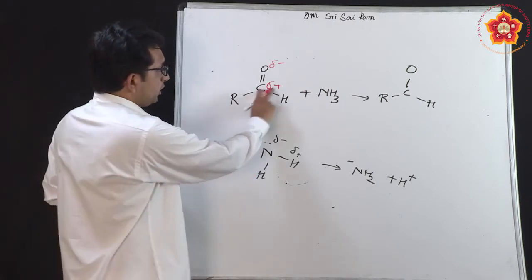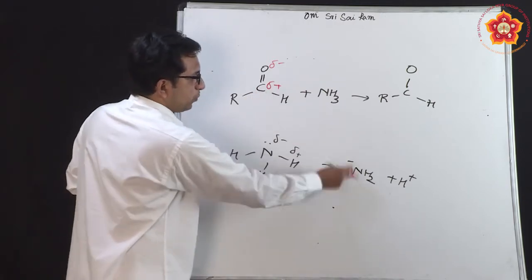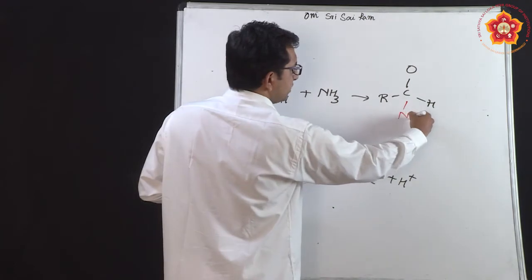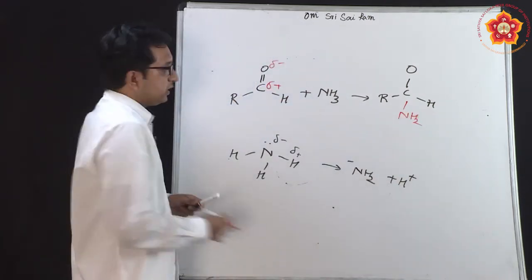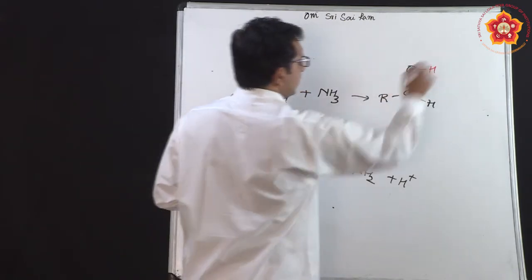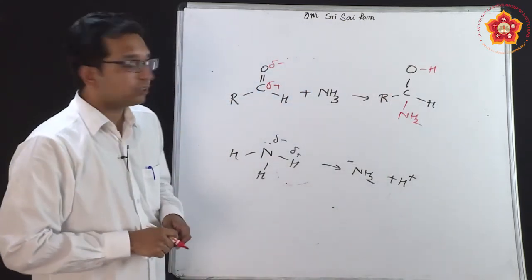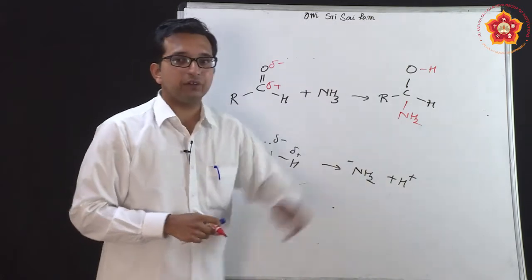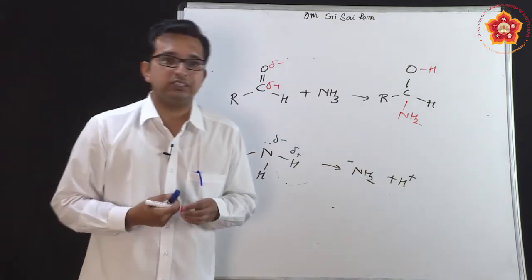And the carbonyl carbon is positive, so the negative part of this should attack. Let me write it here as NH2, and the positive part is hydrogen that can go and attack the oxygen. This is how it can form. So these are various amine-type compounds which are possible in these types of reactions.